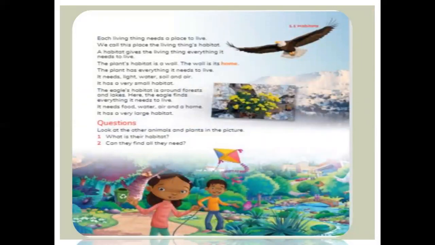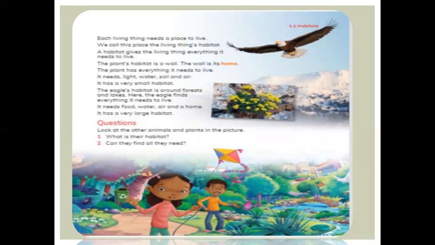Moving on to the lesson: each living thing needs a place to live. We call this place the living thing's habitat. A habitat gives the living thing everything it needs to live. A plant's habitat is a wall. A wall is its home. The plant has everything it needs to live. It needs light, water, soil, and air. It has a very small habitat.